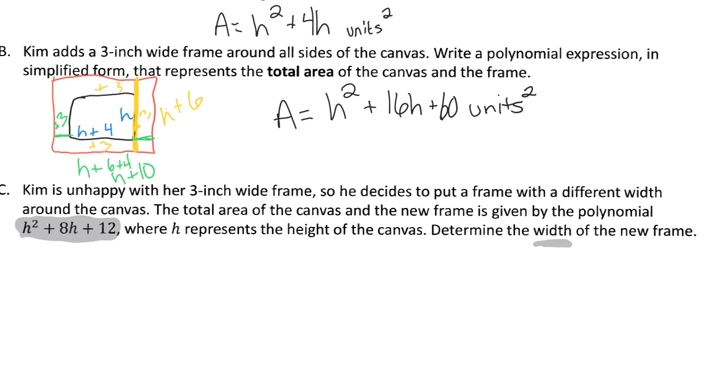I'm going to take this new area and factor it because I want to work backwards. We have our original values of h and h plus 4, our OG values. We want to find our new values, so we want to find our new frame. I'm going to do that by factoring. I'm going to factor h squared plus 8h plus 12. Take a moment and factor that for me.